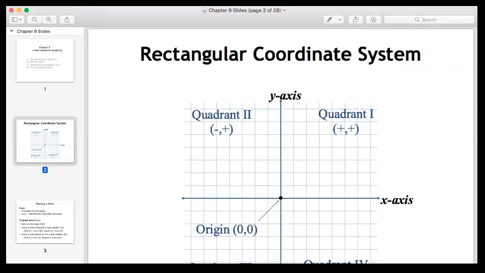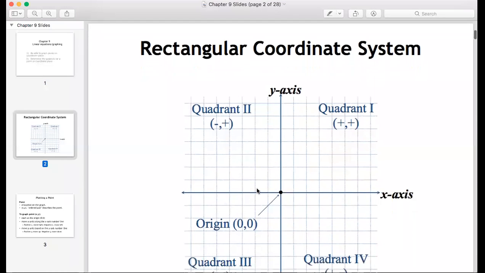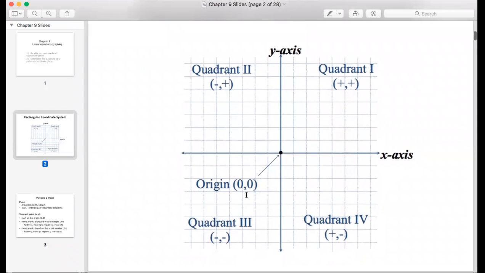So the first thing I want to look at is the coordinate grid. The coordinate grid system is broken up into 4 quadrants. Quadrant 1, 2, 3, and 4. It goes in a counterclockwise direction. So we go backwards on a clock that we would actually tell time on.